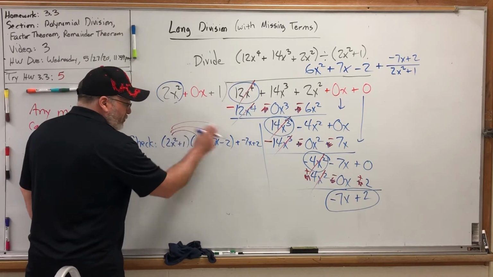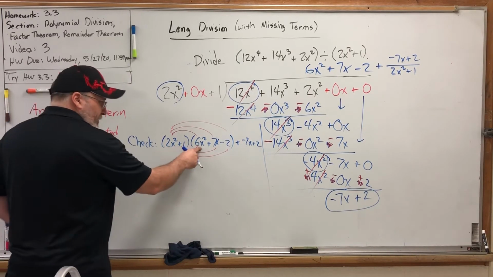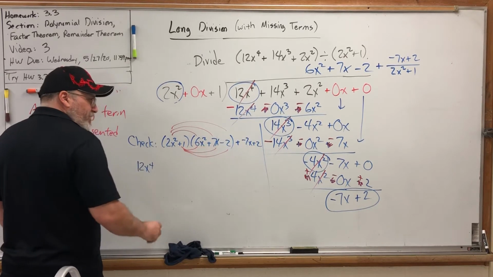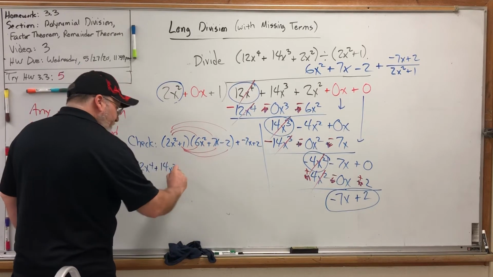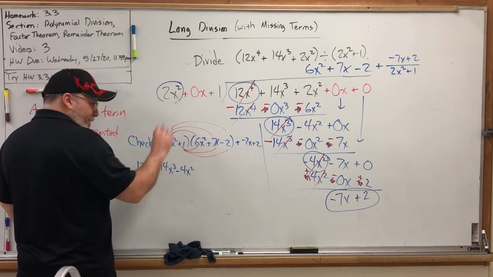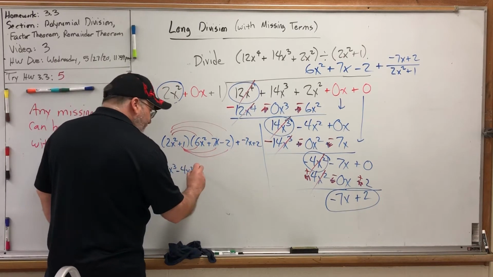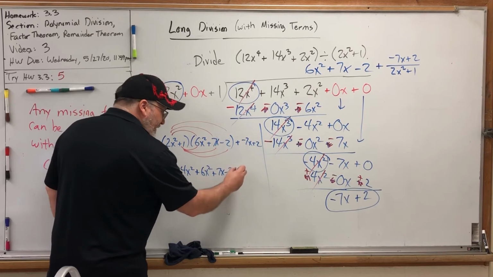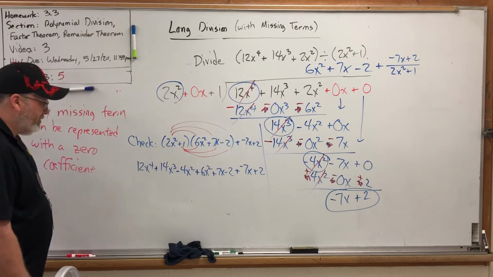I need to distribute the 2x squared, but I also need to distribute the positive 1. 2x squared times 6x squared is 12x to the 4th. 2x squared times positive 7x is positive 14x to the 3rd. 2x squared times negative 2 is negative 4x squared. Now distribute the plus 1. That's easy. Multiplying by 1 doesn't change anything. So positive 1 times all that is positive 6x squared plus 7x minus 2, and then add the remainder, which was negative 7x plus 2, and start gathering up all your like terms.